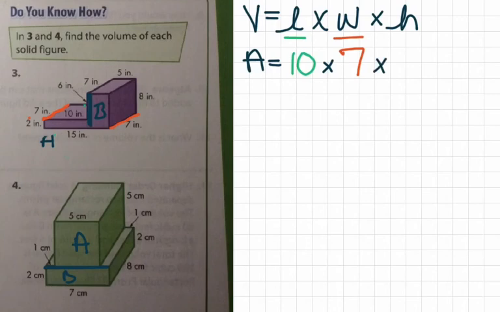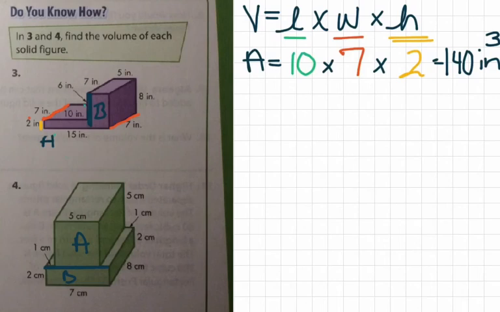Excellent. And then I want to look for height. How tall is this little sliver of A? And it's really easy to see over here that it is only 2 inches. Okay. When I multiply those together, 10 times 7 is 70, and 70 times 2 is 140 inches cubed. Now again, like last week, if you want to just write inches and try to write a little 3, or you can always write cubic inches, right, for your units of measure.